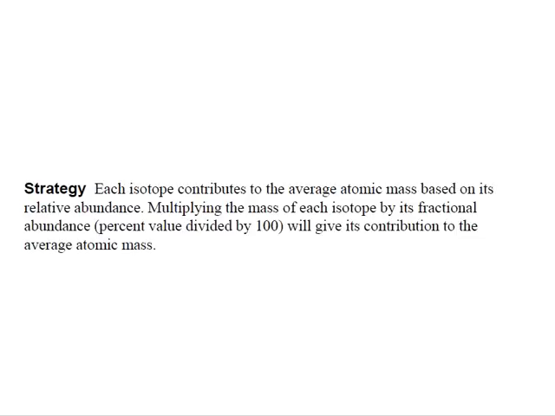So, strategy for this. Each isotope contributes to the average atomic mass based on its relative abundance. Multiplying the mass of each isotope by its fractional abundance, which is a percent value divided by 100, will give its overall contribution to the average atomic mass.